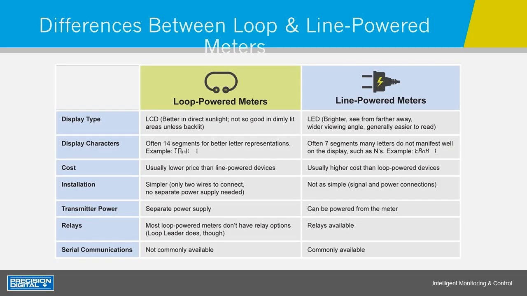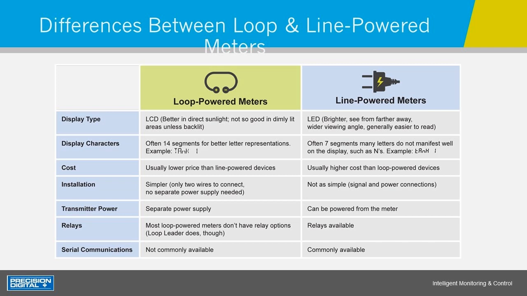If you're looking for outputs in general, though, specifically relays, most loop-powered meters don't have the ability to have relays. They have open collector or transistor outputs, which are great for low signal triggering, like sending a message to a PLC, but not great for driving external relays. Now, I will say our new loop-powered meter, the loop leader, does have relays on it. It's got solid-state relays despite being a loop-powered meter, which is pretty unique. But in general, with loop-powered meters, you won't see that kind of a relay output.